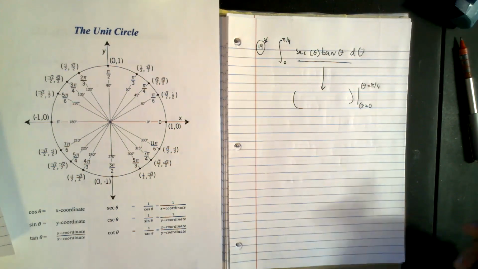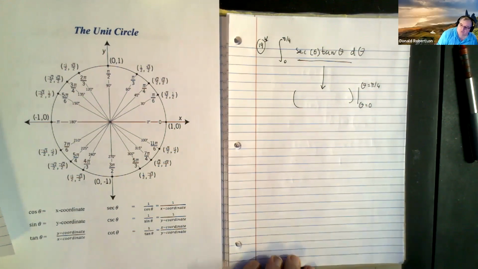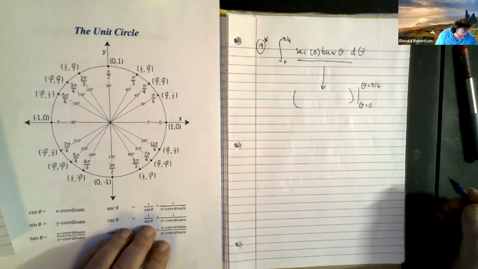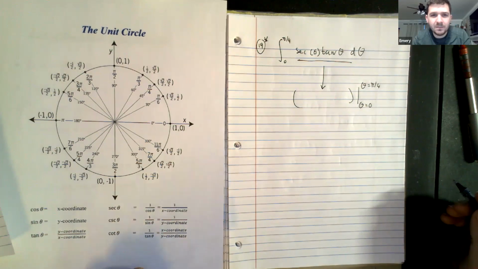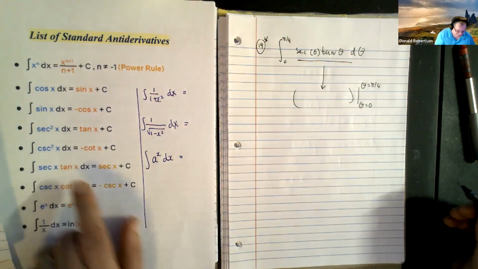Secant squared. That would be a different answer. So go looking for another one. Is it cosecant? Okay, let's show you that one.